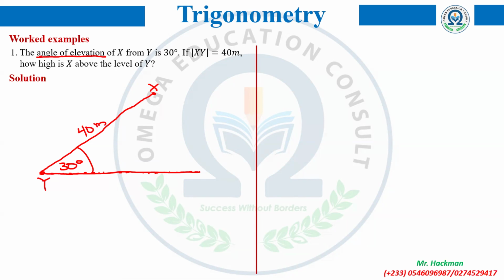Now, you will always have a right angle to contend with. The question is asking you to find how high X is above the level of Y. So the level of Y is this. If you want to know how high X is from the level of Y, then I need to draw a vertical line through X to meet my horizontal line through Y. Let me put it here, and that will be 90 degrees. All correct?